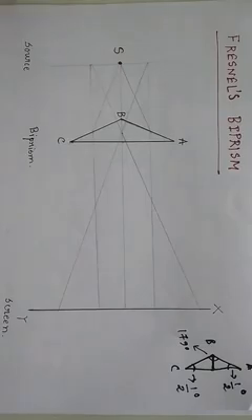Now here we have the arrangement for the Fresnel's Bi-prism, which is used to observe interference fringes. In this case, when you use Fresnel's Bi-prism, the interference fringes are formed due to division of wavefront.